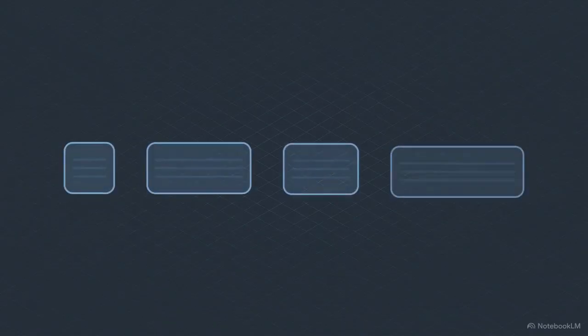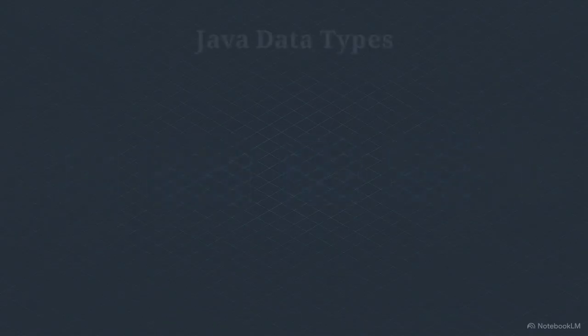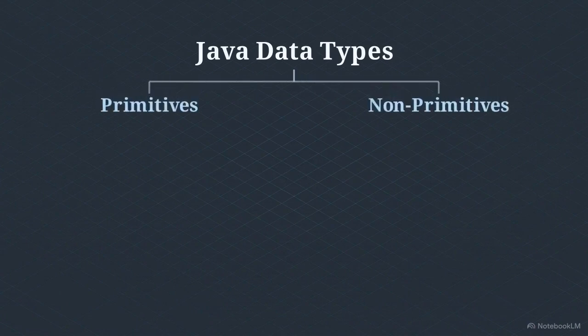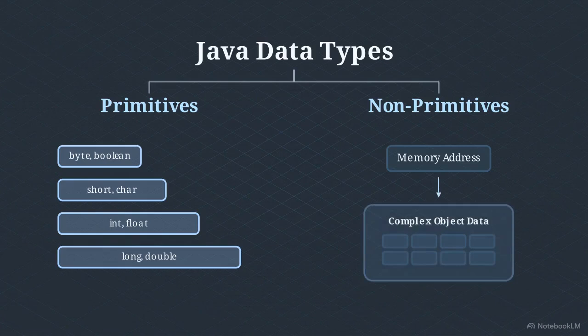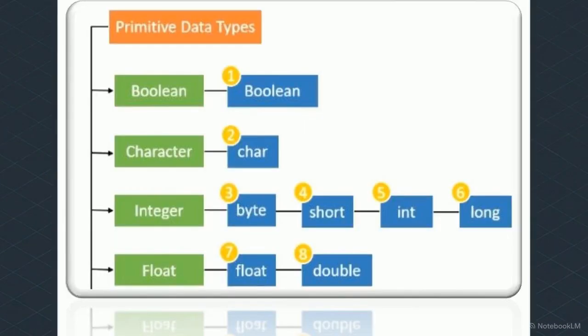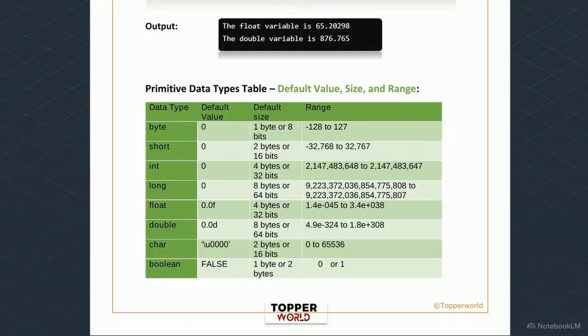These containers aren't one-size-fits-all. Java splits data types into two categories: primitives and non-primitives. These categories define exactly how much memory a variable occupies. This flowchart shows the 8 primitive data types. These are the built-in building blocks of a language, ranging from simple true or false booleans to more complex floating point numbers. In this table, primitives vary by memory size. A byte is tiny, while a long holds massive integers.